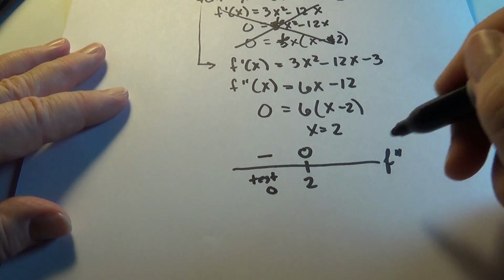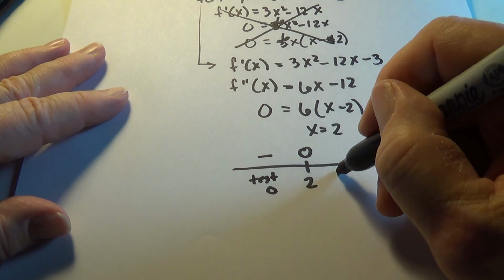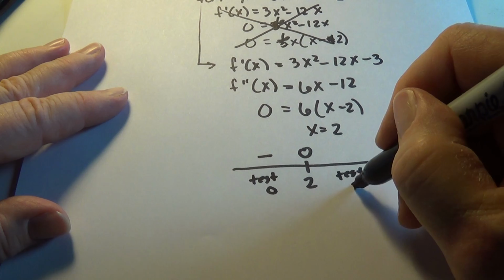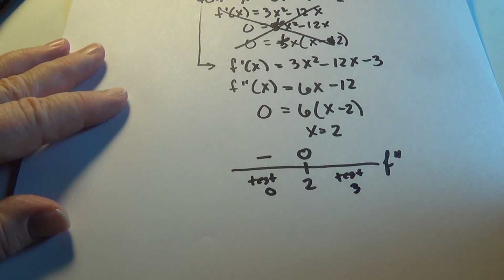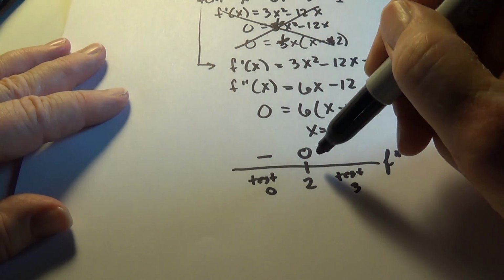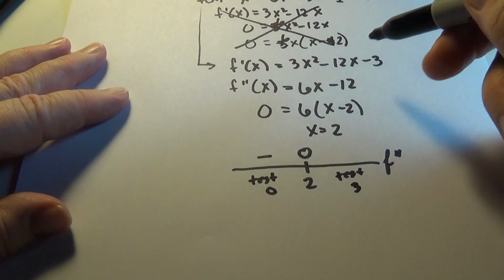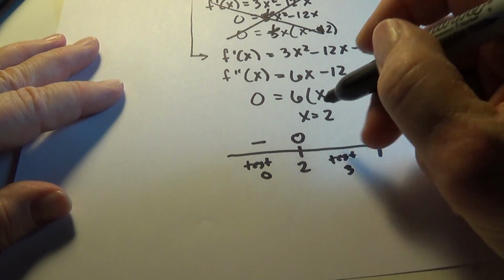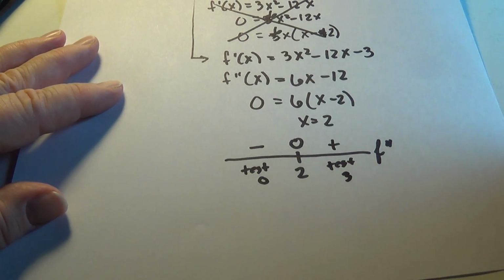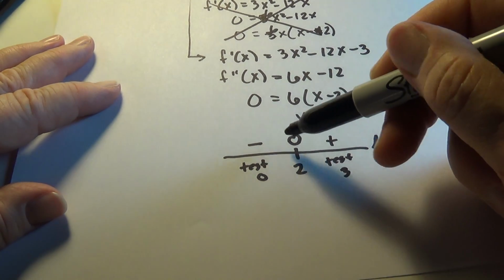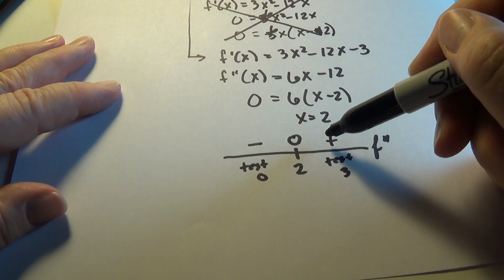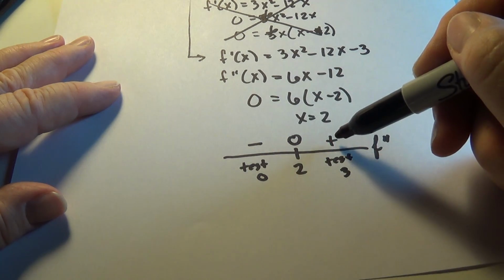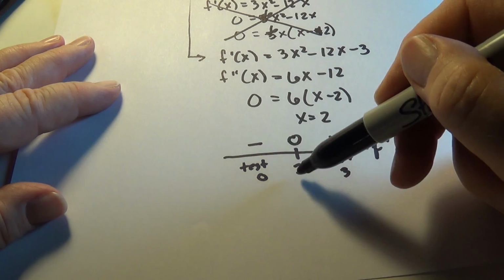All right, and then over here, I can test, how about 1 million? No, I'll test 3. But 1 million would be fine. Anything greater than 2. So I picked 3, and that gives me a 6. And that is a positive number. So what can I conclude now? Because the concavity went from negative to positive, there was a change in concavity across this value for x.